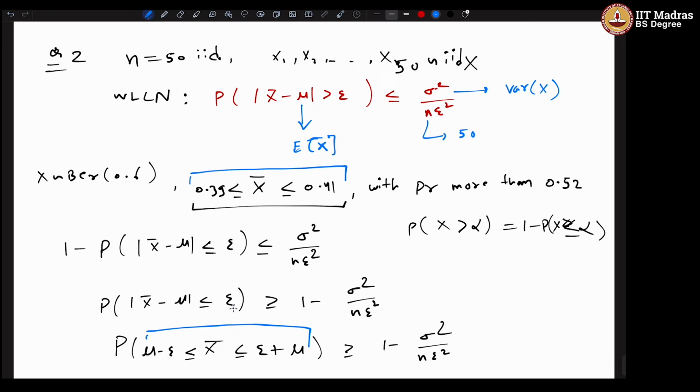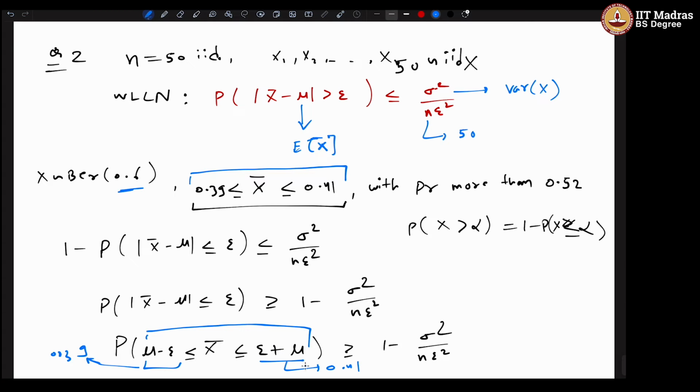So once it is similar to this expression, what we want is we want epsilon plus mu to be equal to 0.41 and mu minus epsilon to be equal to 0.39. That is what we want. So if we can achieve this, using any one of these two expressions, either epsilon plus mu or mu minus epsilon, I can find the value of epsilon because mu is already given to us. And what is the mu? Mu is simply this value, 0.6.